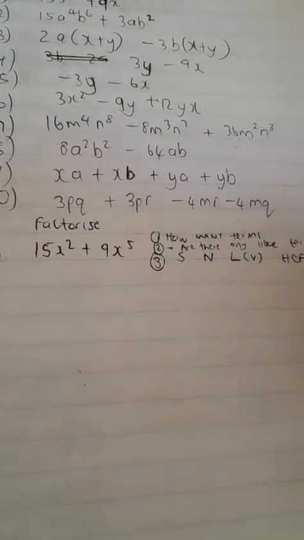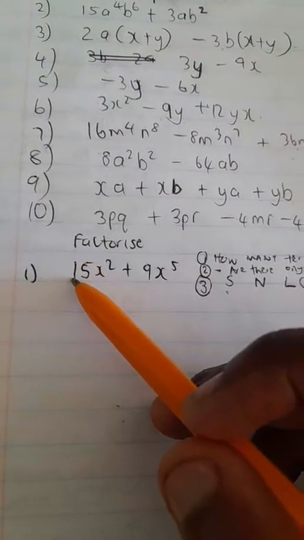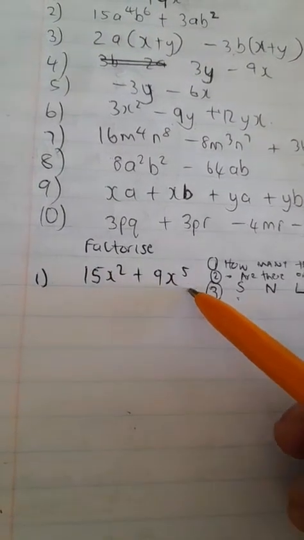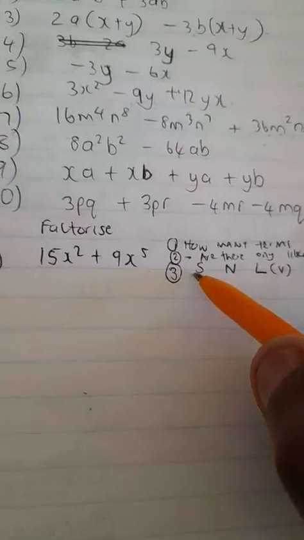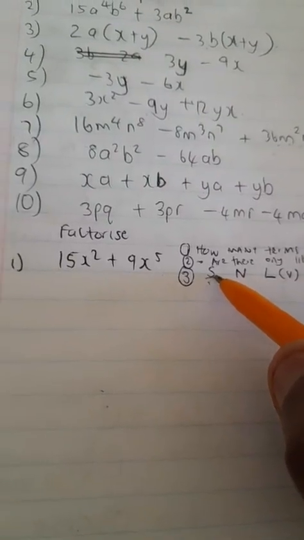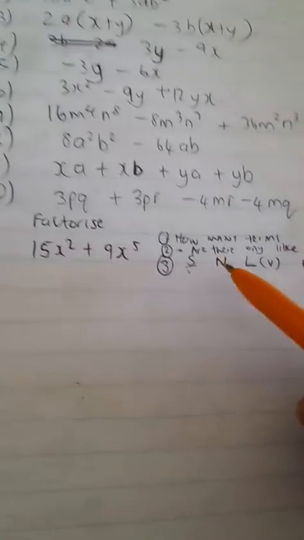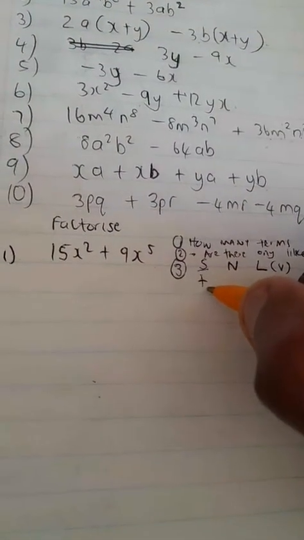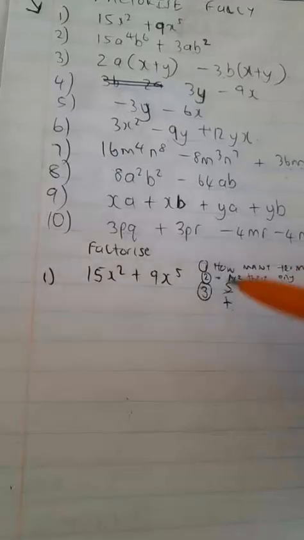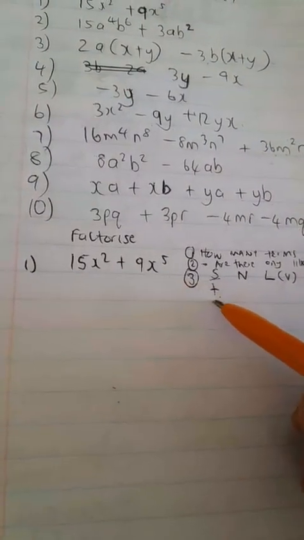Then 3, identify the highest common factor sign. So this is a positive 15x squared, this is positive 9x to the power 5. And you remember yesterday I said that the sign that we take out as our highest common factor will always be the sign of the first term. That is the highest common factor sign. So the highest common factor sign is positive, but whether we write that positive down or we don't, the absence of a sign means the sign is positive.